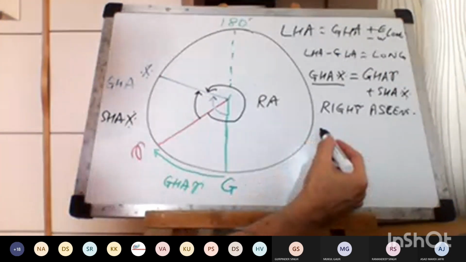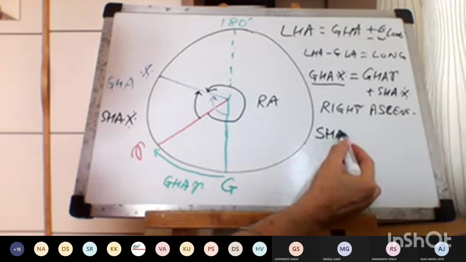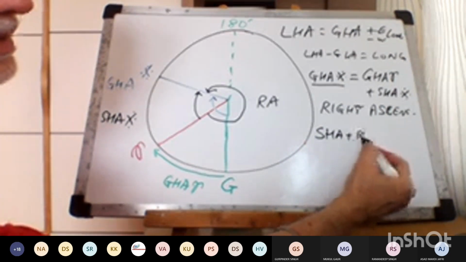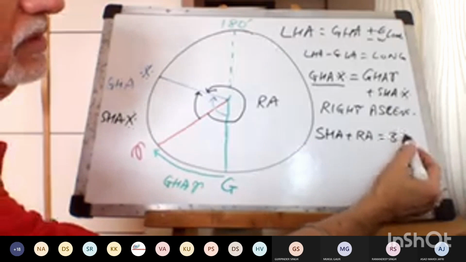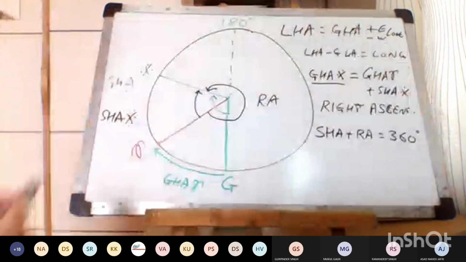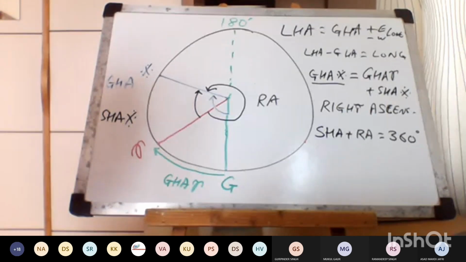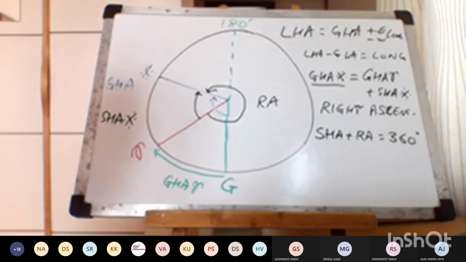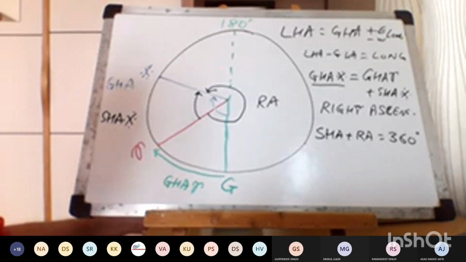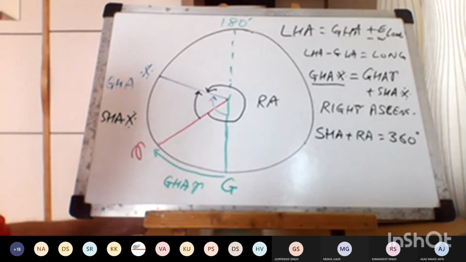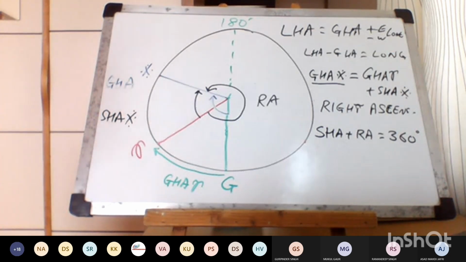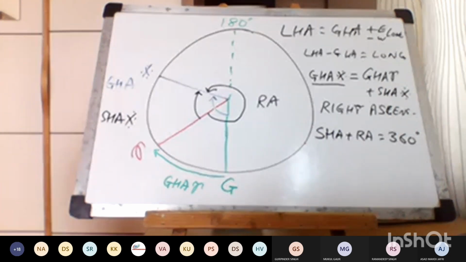One thing which you must remember, SHA plus right ascension is equal to 360 degrees. Sometimes in the question, instead of giving SHA star, they will give you RA star, right ascension star. So you should not get confused. You should know what he is talking about. He's talking about the other direction, or subtract from 360 and you will get SHA. Depends how you want it. Is this point clear, gentlemen?